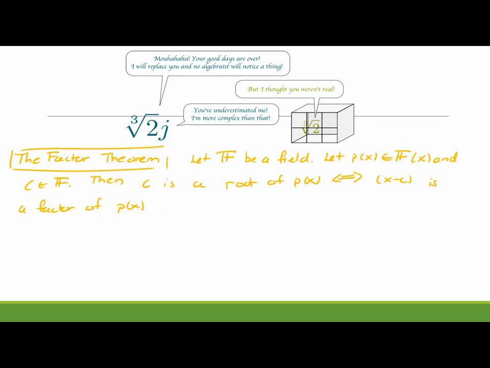So if I have a field, this is called the factor theorem, which you probably present to students. Let F be a field and p of x is a polynomial, and c is in F, then c is a root if and only if x minus c is a factor of p of x. That I did teach in pre-calculus.